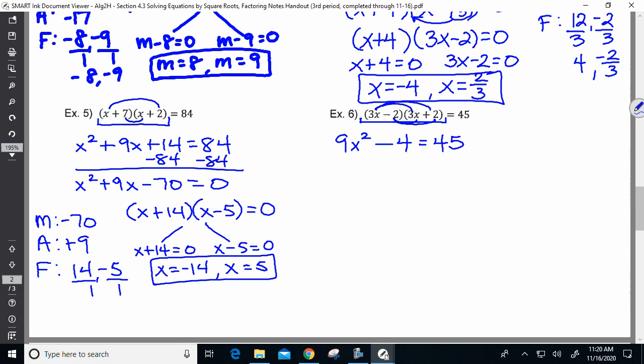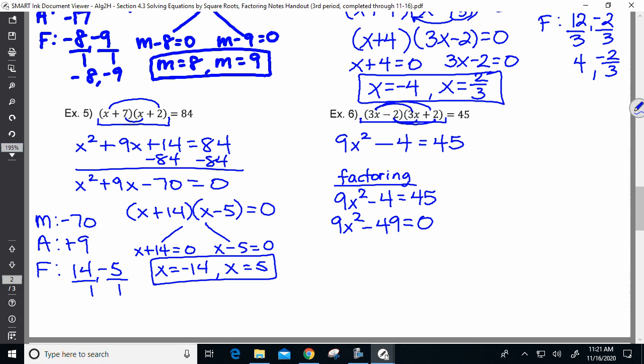Now, check this problem out. There's no middle term in this problem. So this actually opens up 2 different ways that you can solve this problem. So I'm going to show you both ways. The first way, if we were to continue with factoring it, 9x squared minus 4 equals 45. Of course, you need it equal to 0. Subtract 45 to the other side. 9x squared minus 49 equals 0.